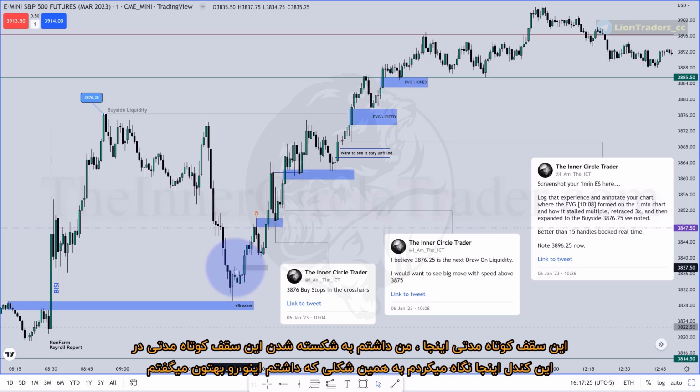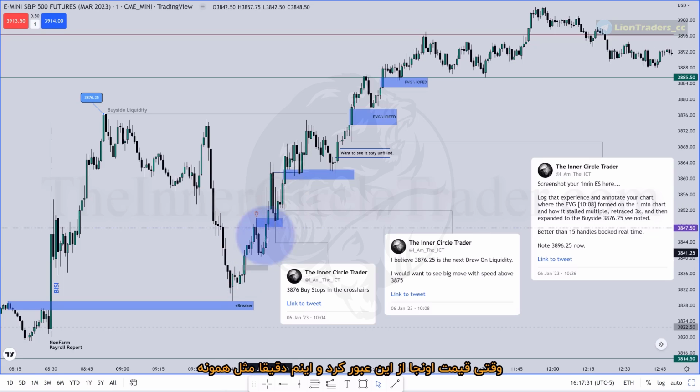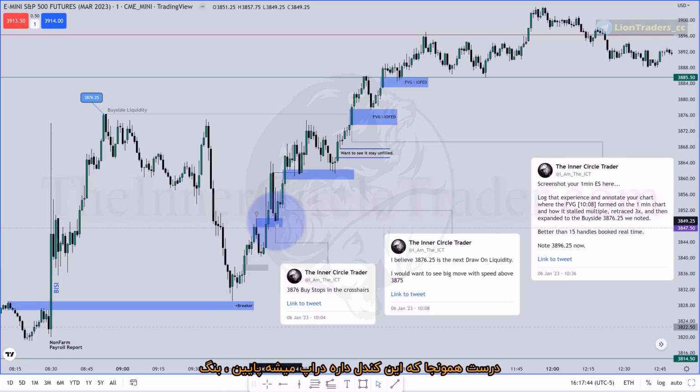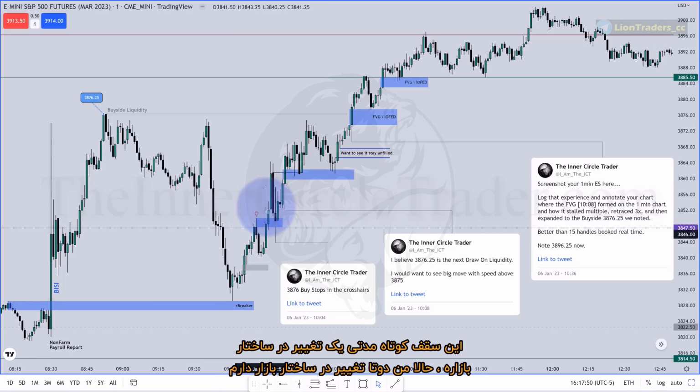But this short-term high here, I was looking at this short-term high being broken right on this candle here, the same way I'm telling you this one, when it came through it there, that's a dead ringer. It's going right here. Okay. And you can see that by me tweeting at 3876 buy stops in the crosshairs right there. As that candle's dropping down, bang, right into the order block. This short-term high is a shift in market structure.